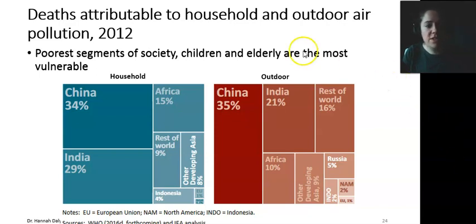Here are the deaths attributable to household and outdoor air pollution in 2012 by country. If you look at household air pollution, you have Africa there being 15%, with China and India having the majority of household air pollution. You remember from the Access lectures that access to clean cooking is very poor in these two countries. That's the main thing. But for outdoor air pollution, you have it more distributed to the rest of the world, to other developing countries in Asia. This is North America, 1% from the EU, a certain amount from Russia as well.